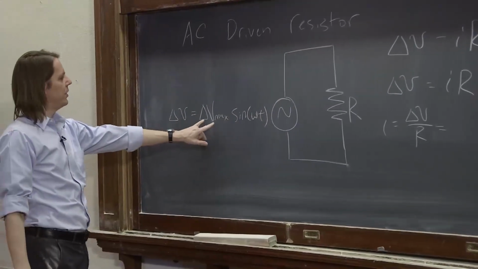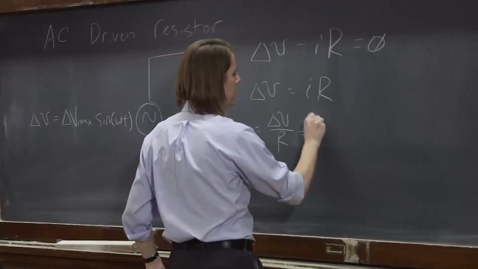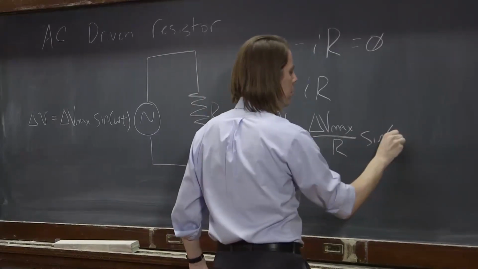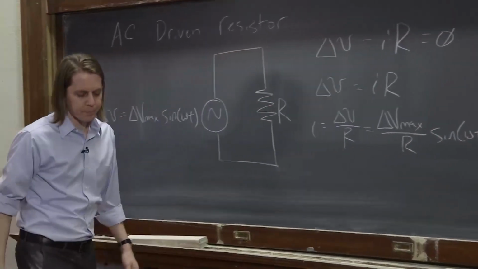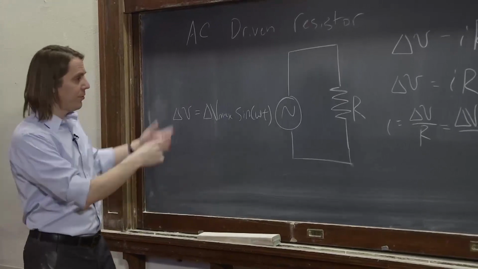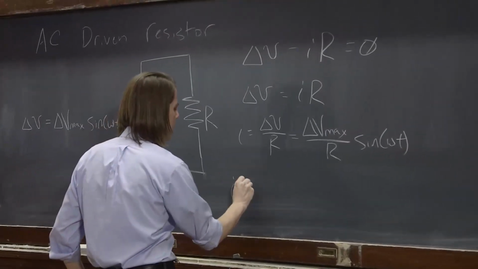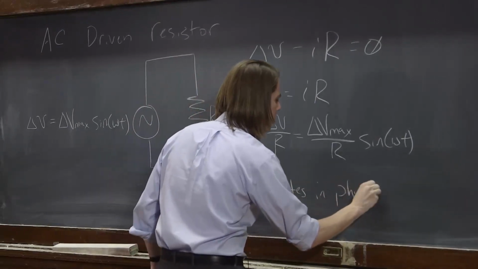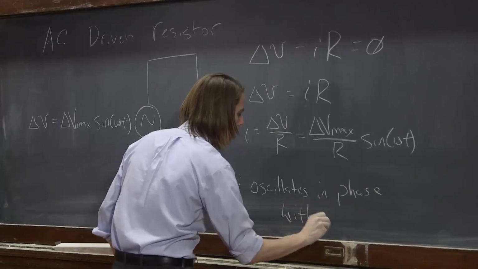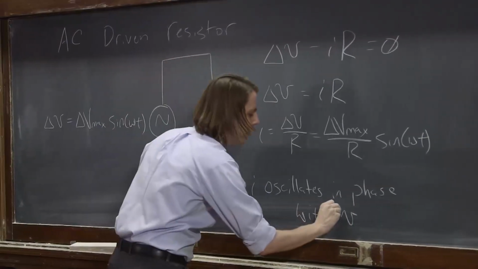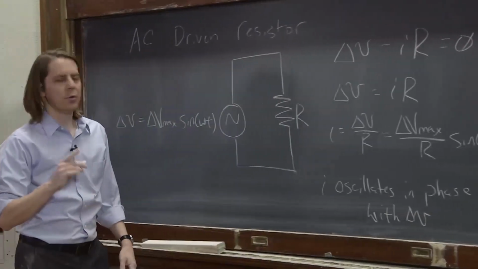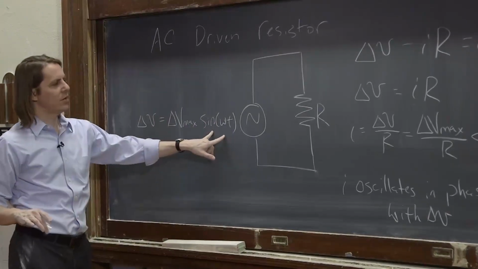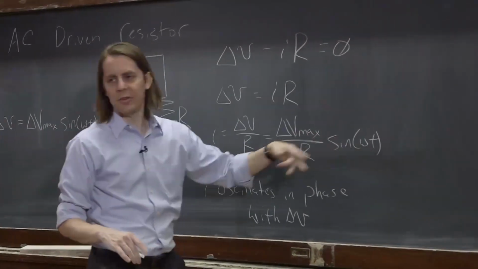Well, this is delta V. So it's delta V max, the amplitude, over the constant R, sine omega t. Okay? So we get the simple result for this circuit that I, the current, oscillates in phase with the little delta V. So that's really the result we're looking for. The potential that's applied is oscillating at sine omega t. The current, since they're proportional, comes out to the same thing, sine omega t.